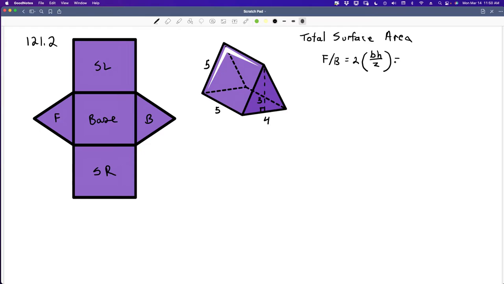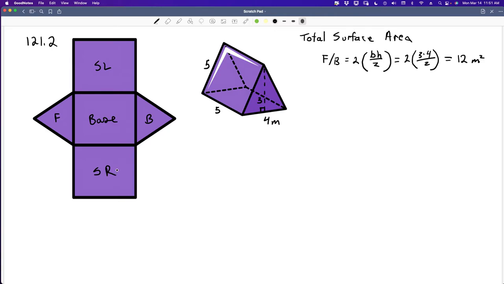All right, so let's do that calculation. The base times the height is 12. So that's going to be 2 times 3 times 4 over 2. So 12 divided by 2 is 6 times 2 is 12 again. So these two actually just cancel out. So this is going to be 12, and this is in meters. So let's do meters squared. So 12 meters squared for the front and the back.